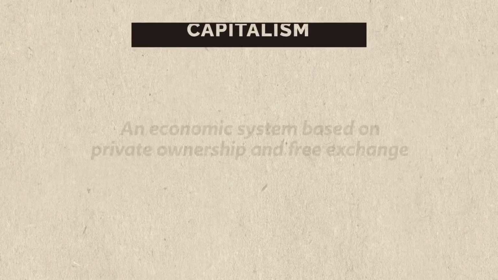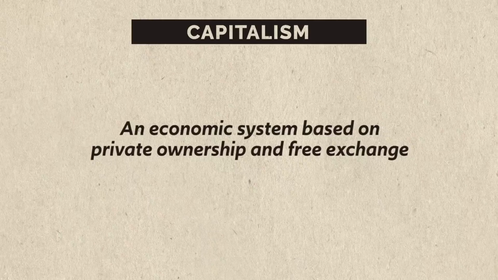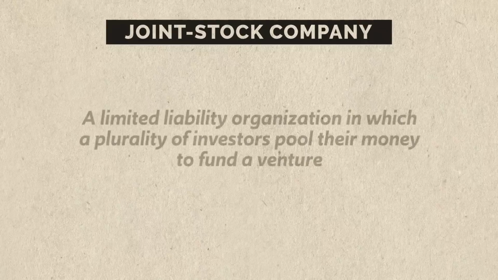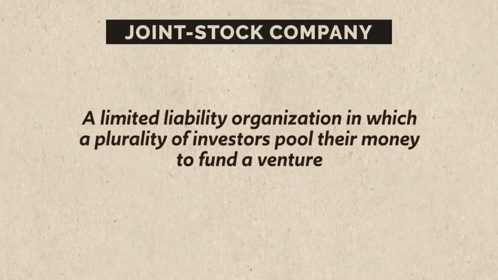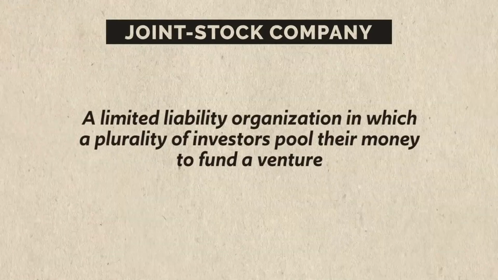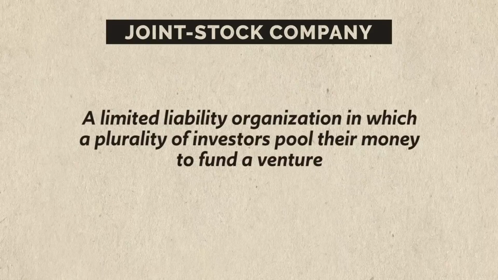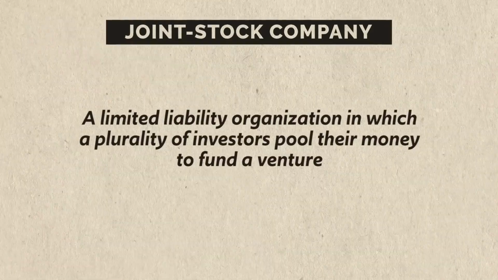Now, capitalism is an economic system based on private ownership and free exchange, and part of the impetus for this shift was the rise of joint stock companies to fund exploration. Now, a joint stock company is just a limited liability organization in which a plurality of investors pooled their money to fund a venture. And the limited liability piece means that if the venture failed, then no one suffered the consequences entirely. But if it succeeded, everyone shared in the profits. And this is a much different model for funding exploration than the state-sponsored exploration like you saw in Spain.